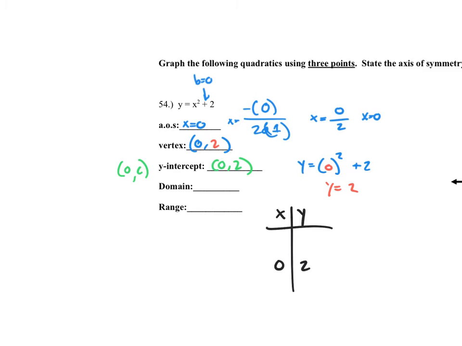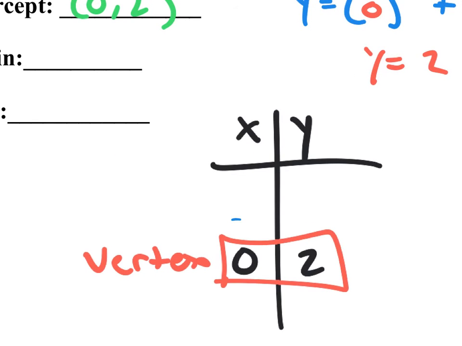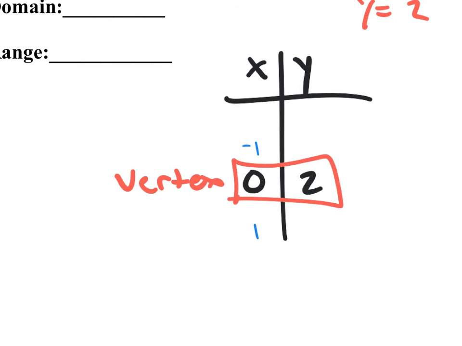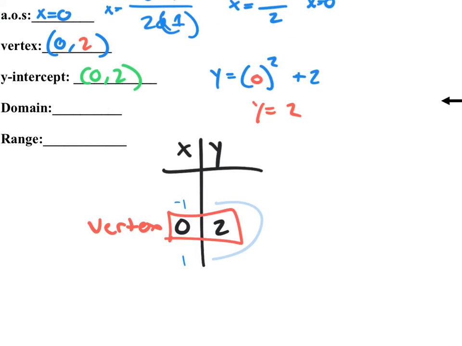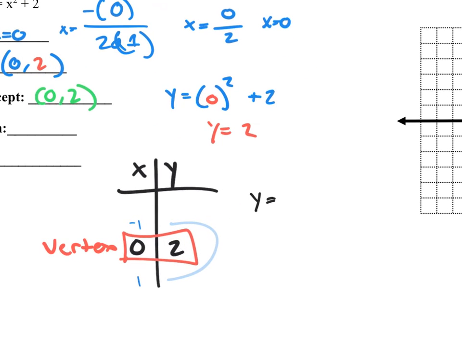To make a table, you put your vertex right in the middle, and then you count down the x column and up on the x column. Now this graph only wanted 2 points, so I'm only going to have to plug in one of these because of the symmetry. So I'm going to go back to my original equation, and I'm going to plug in either 1 or negative 1. I'll pick positive 1. And when we do that, we'll get that y is equal to 3.